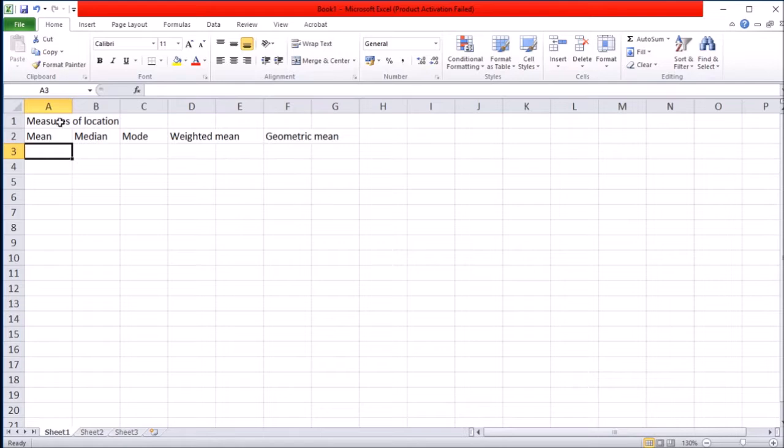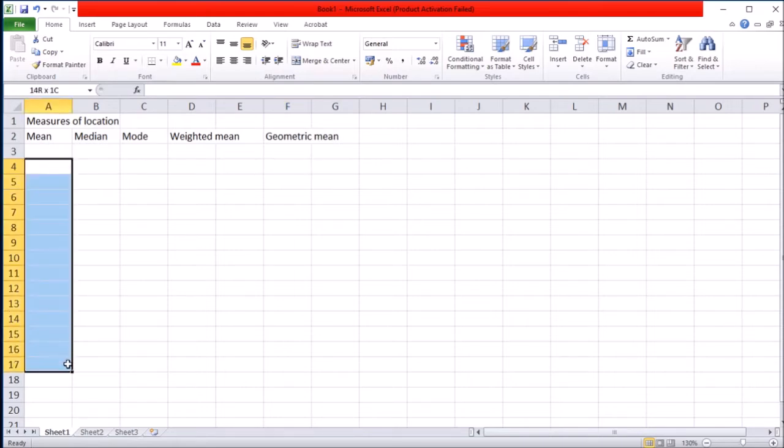Simple class on measures of location. That's basically another name for different kinds of averages. And here we're going to look at a whole range of averages, including these 5 different kinds of averages: the mean, median, mode, weighted mean, and geometric mean.